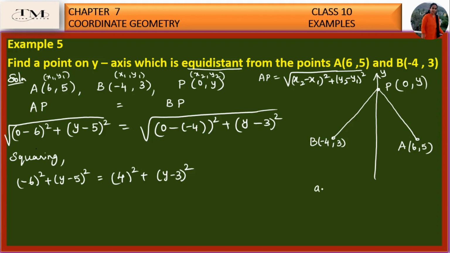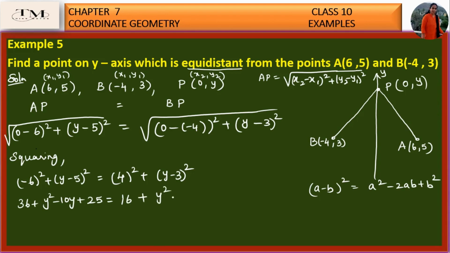So what is a minus b the whole square? A minus b whole square is a square minus 2ab plus b square. Applying this, minus 6 whole square is 36. Y minus 5 whole square is y square minus 10y plus 25 equal to 4 square, which is 16. Y minus 3 whole square is y square minus 6y plus 9. So plus y square and plus y square gets cancelled. Collecting the y term, we have here minus 10y. On the other side, we have minus 6y. When we change the side, it will become plus 6y.